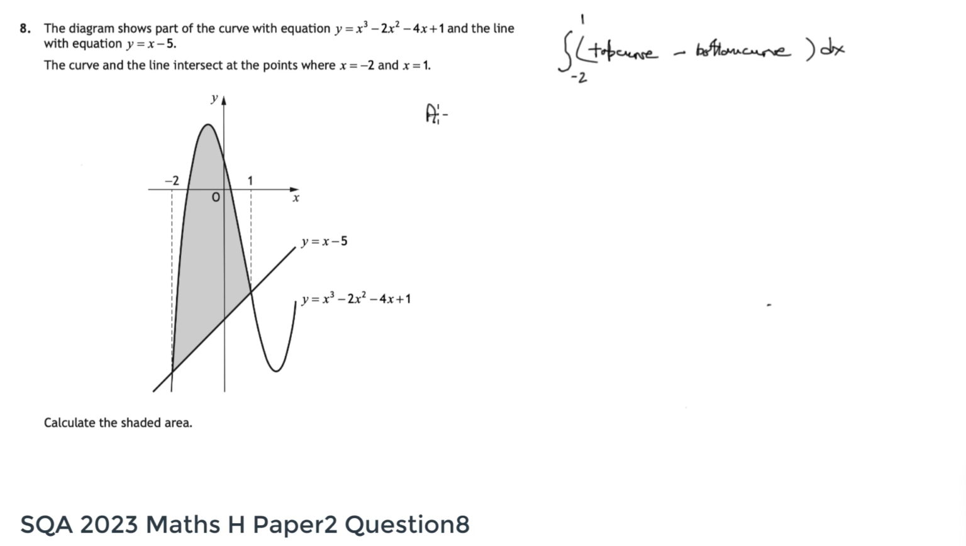So the area, let's just launch straight into it. Area is -2 to 1. We'll always work from the left to the right. Of the top curve, now the formula for the top curve is the cubic, x cubed minus 2x squared minus 4x plus 1, minus the whole of x minus 5. So that'll be minus the x and minus the -5. So that'll be a plus 5 going on there.